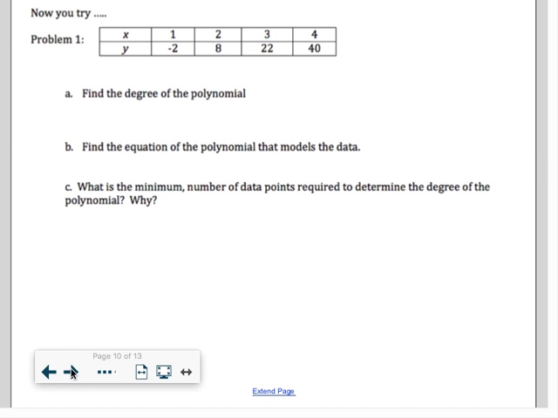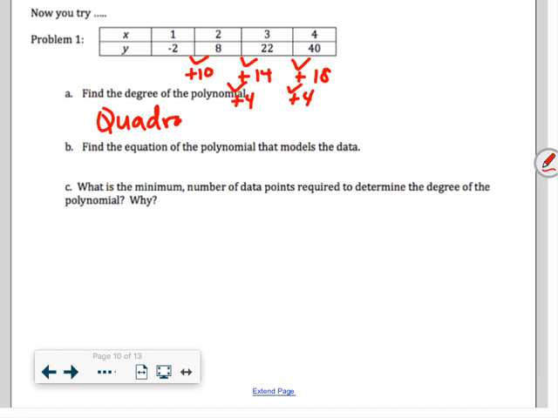Alright, so when I did this one, I noticed I went up 10, up 14, up 18, so it's not linear, and then it went up 4 and up 4. So this is quadratic, or second degree. And then I got y equals 2x squared plus 4x minus 8. Are we getting it? You guys get it? Yes? Yeah.